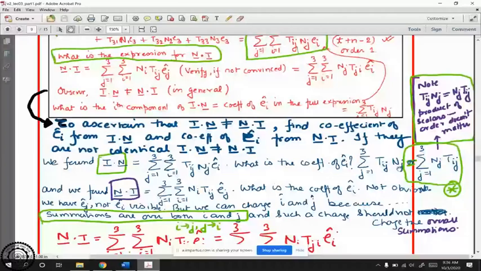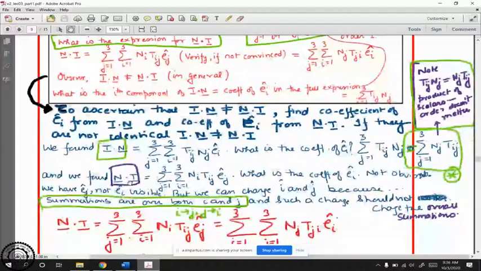Now, coming back, we find N dot T. If you find N dot T, it turns out that this is the expression you get. Now, if I ask you based on this expression, what is the coefficient of Ei? It is not very obvious because there is no Ei here, right? But that is not a problem. You can follow a step and then it will become very clear what is the coefficient of Ei. What step do we have to do?